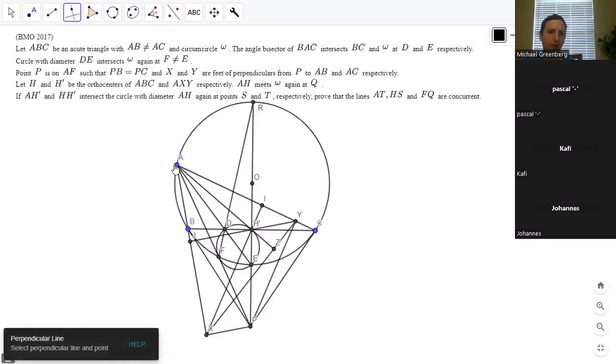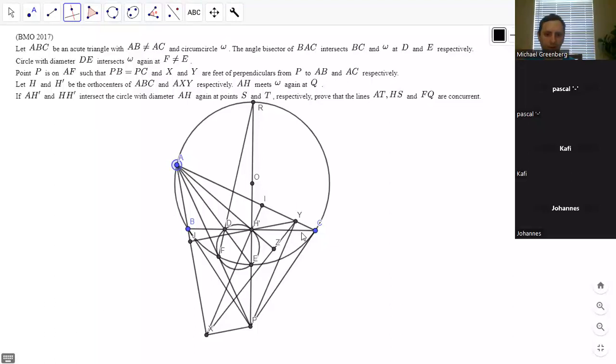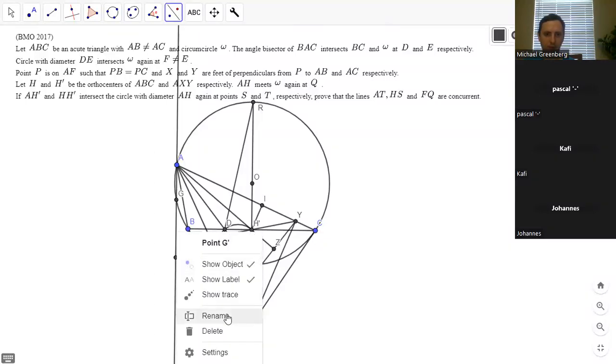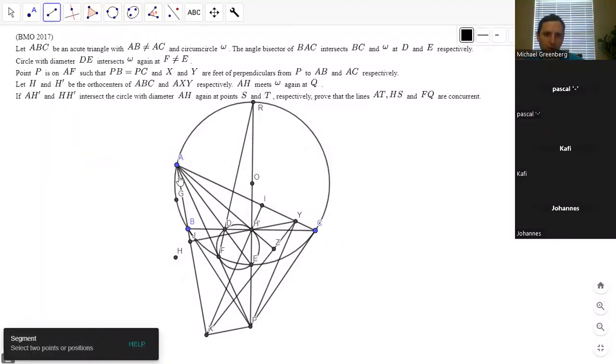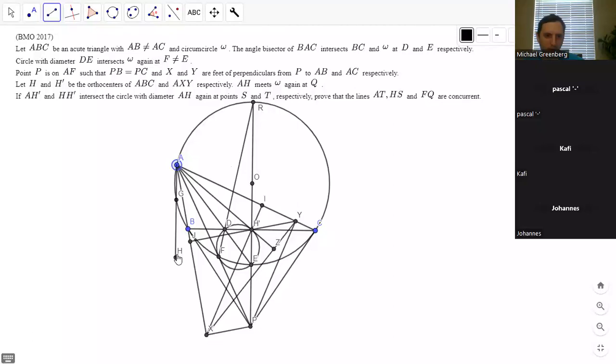And to draw the orthocenter of ABC, I'm going to kind of cheat. So let's reflect this point over BC. And then that should give us the orthocenter. That should give us H prime, but we'll have to rename, or that should just give us H. Okay. And we want to show that's H, that's the orthocenter of ABC.